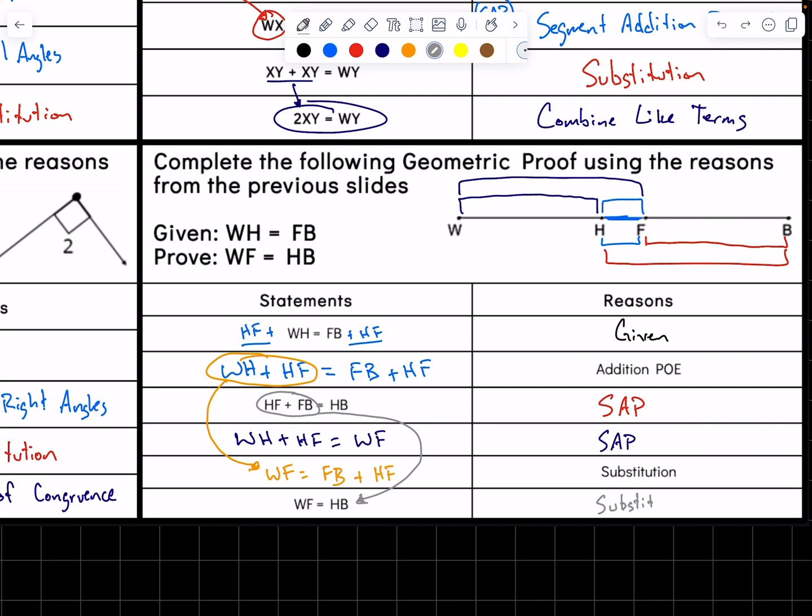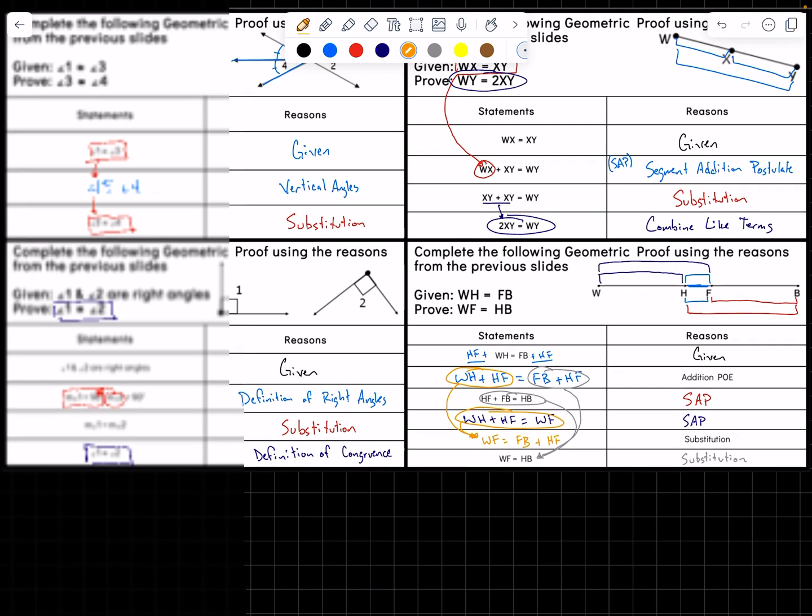Sorry, I got a little lost there. But essentially, I'm taking those pieces that I know to be true and substituting them. I'm taking this piece and substituting it here using this information, and I use this information to help my substitution here. So we've got a lot of substitution on, some segment addition postulate going on.